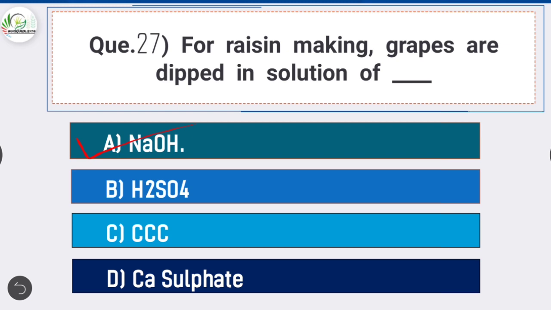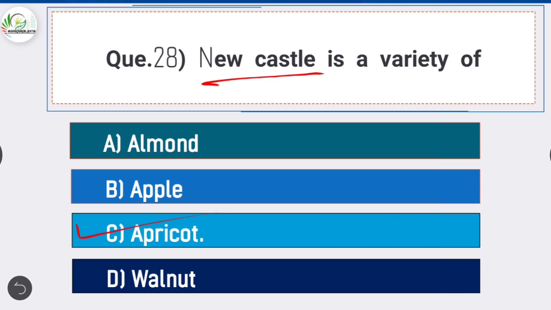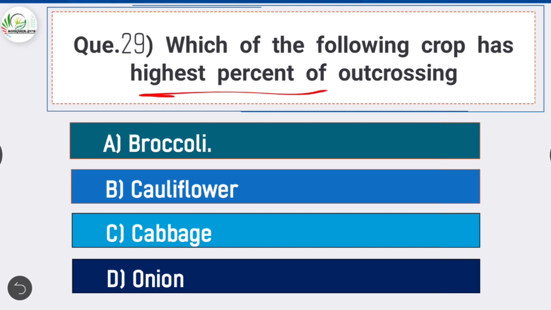Question number 28. Newcastle is a variety of. Answer is option C, apricot. Newcastle is a variety of apricot. Question number 29. Which of the following crop has highest percent of outcrossing? Answer is option A, broccoli. The crop which is having highest percent of outcrossing is broccoli.